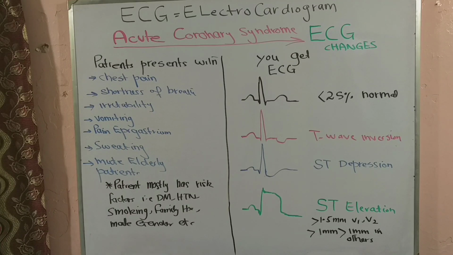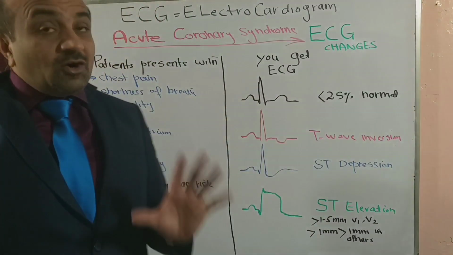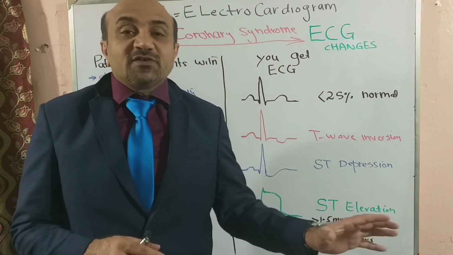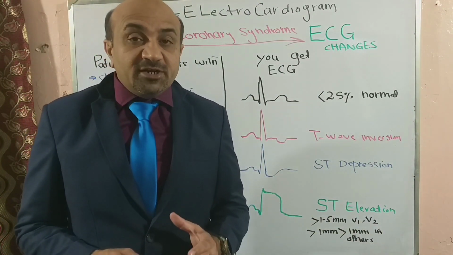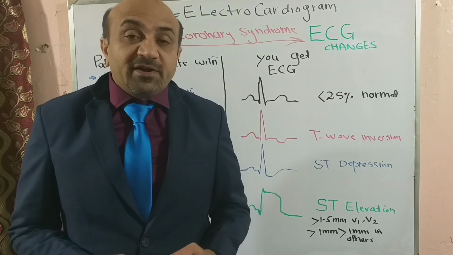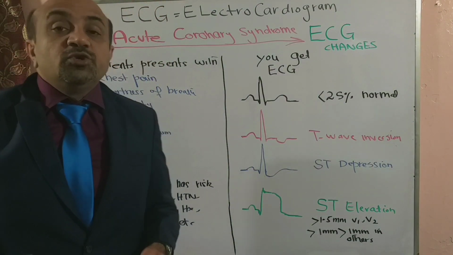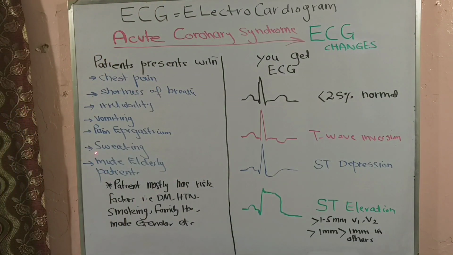So when you get an ECG of these patients as a doctor, in around 25% of these patients, the ECG is normal. So a normal ECG in a patient with a risk factor and typical clinical feature, or atypical presentation in case of diabetic, elderly and female, ECG will be normal. So you need to look at the clinical picture of the patient.